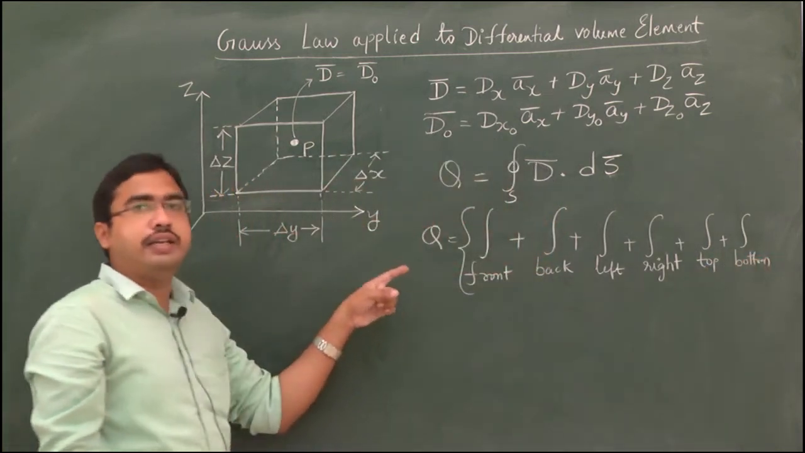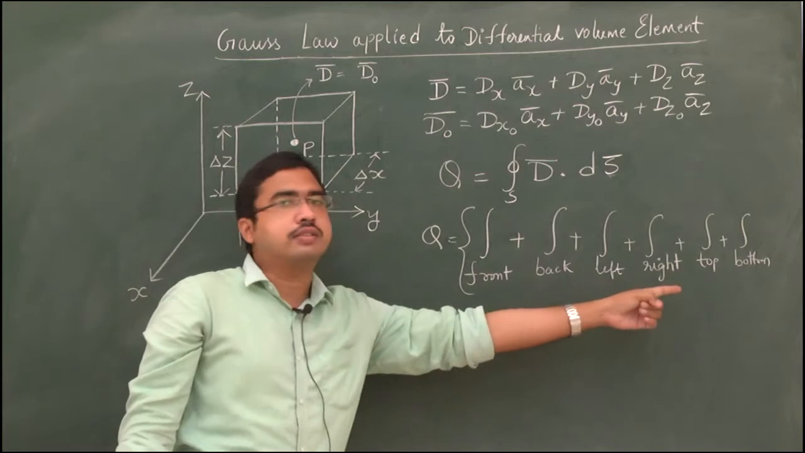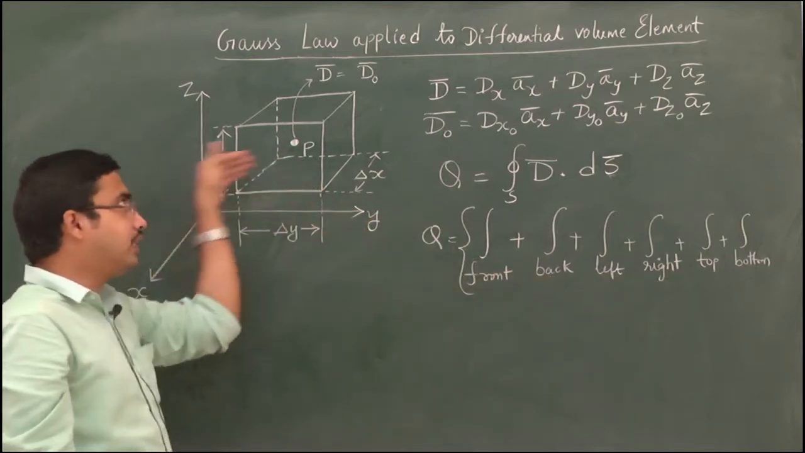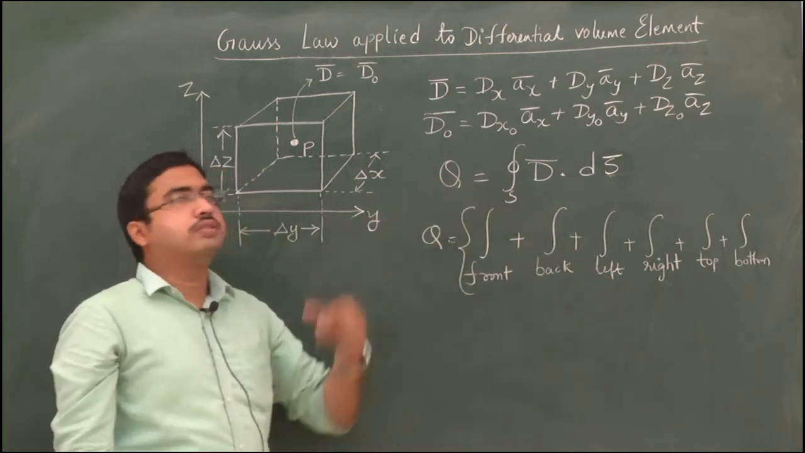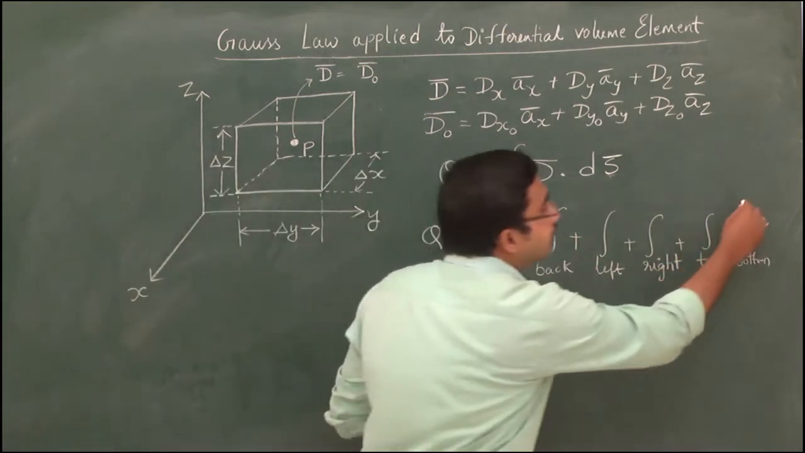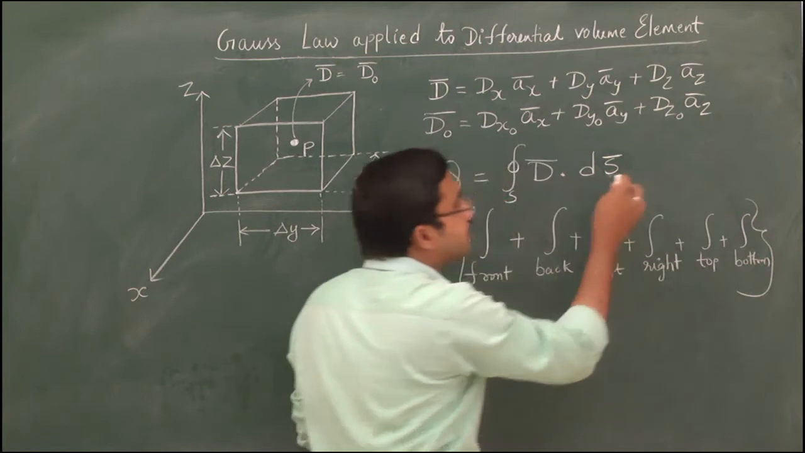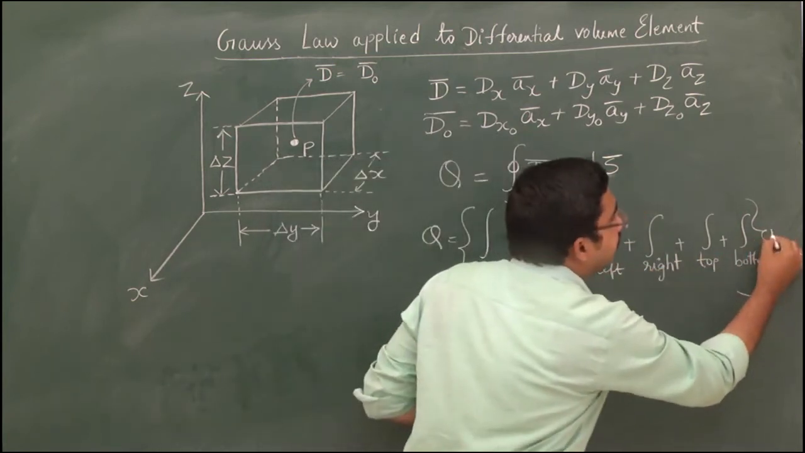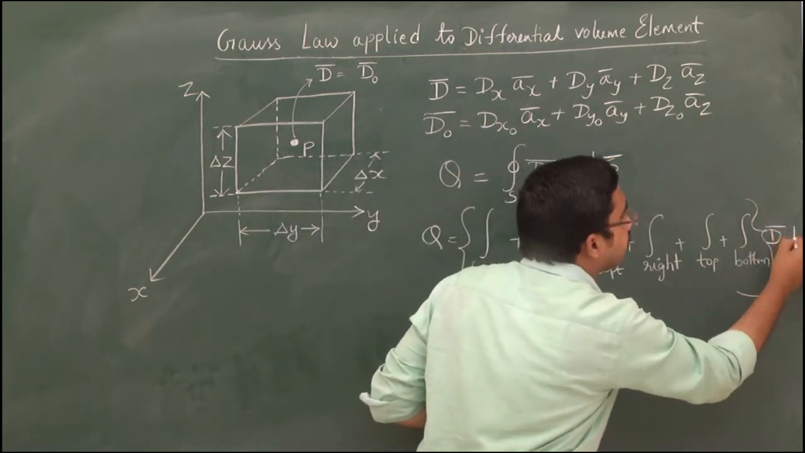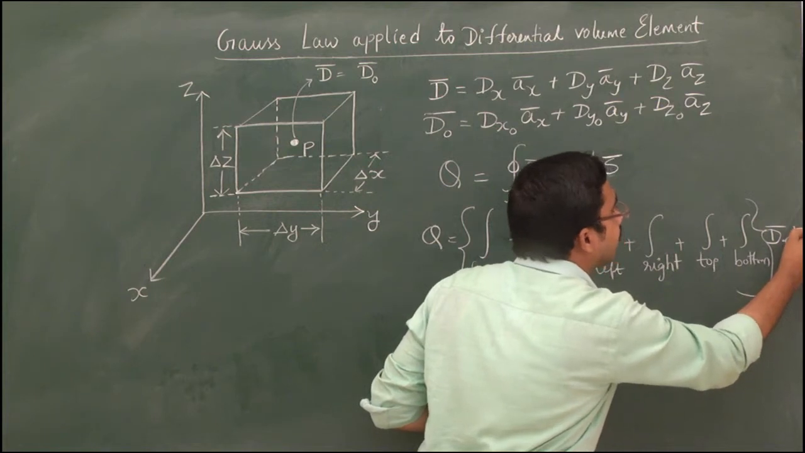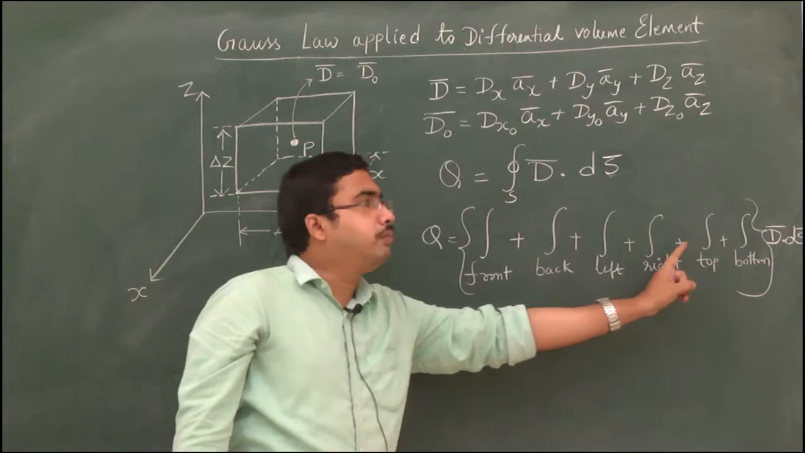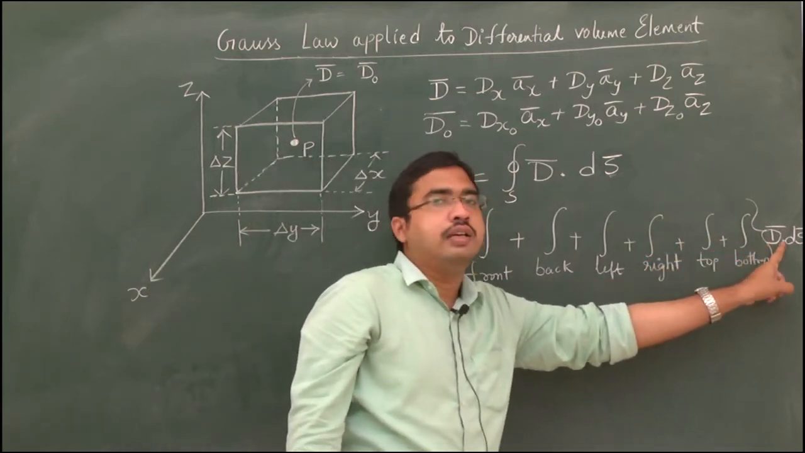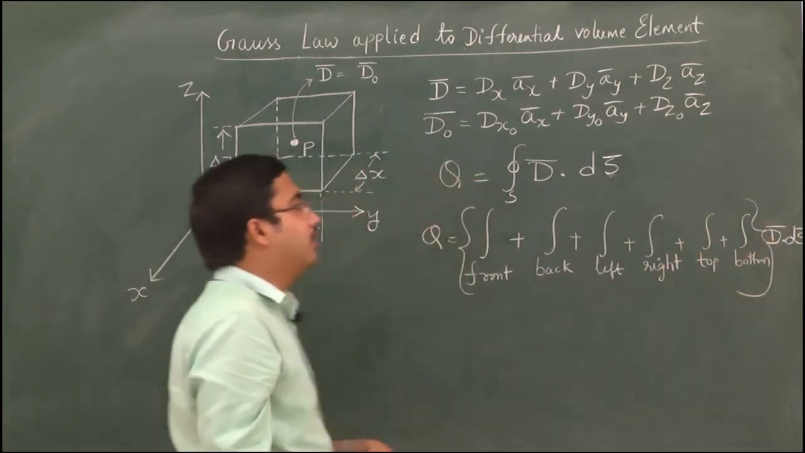If we calculate the integrations for all these surfaces, from whichever side you are looking, from that side we calculate the closed surface integral of D bar dot dS bar. All these integrals should be calculated for the quantity D bar dot dS bar.